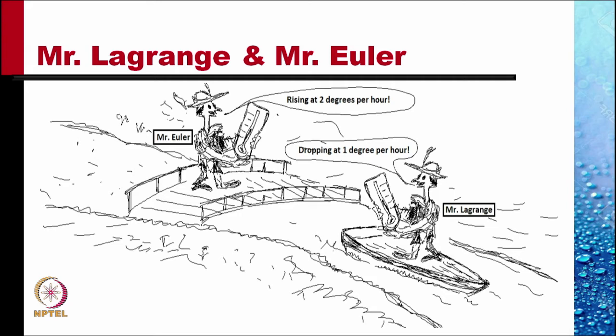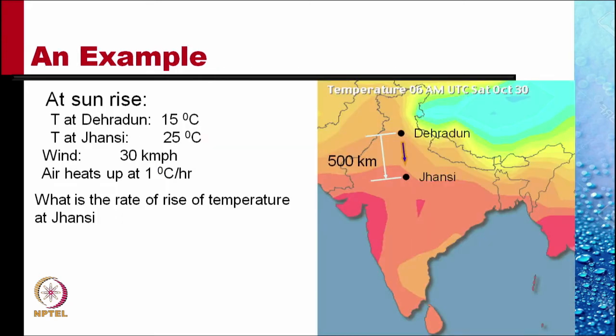What's happening? That there is a spatial gradient. There's a convective rate of change that defines this difference. Let's take an example. On a given day, temperature at Dehradun is 15 degrees Celsius at sunrise, and at the same time, the temperature at Jhansi, almost exactly south of Dehradun, is 25 degrees centigrade. Jhansi is about 500 kilometers from Dehradun.